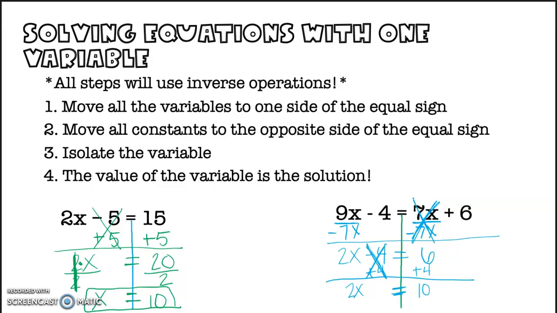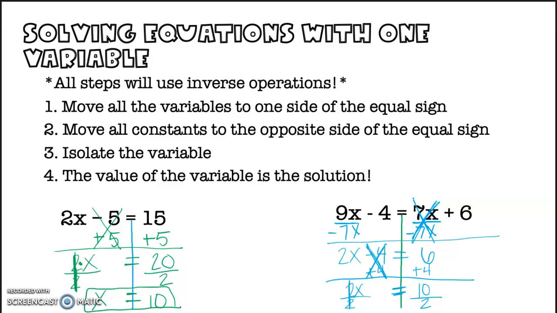Alright, so my last step, I need to isolate the variable. The variable is not alone. 2 and x are being multiplied, so that means I need to divide both sides by the coefficient of the variable. So that coefficient is 2. So that leaves me with 2 divided by 2, which is going to be 1. And that's just going to leave us with x.